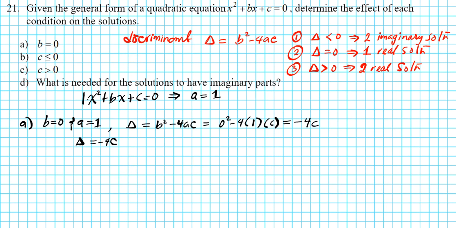Condition 1 is where the discriminant is less than 0, so negative 4c less than 0. Are there any real values of c that can satisfy this? Is the solution to this inequality defined? Absolutely. If you divide both sides by negative 4, you're going to have c is greater than 0. So in this condition, the discriminant is less than 0, so you have two imaginary solutions.